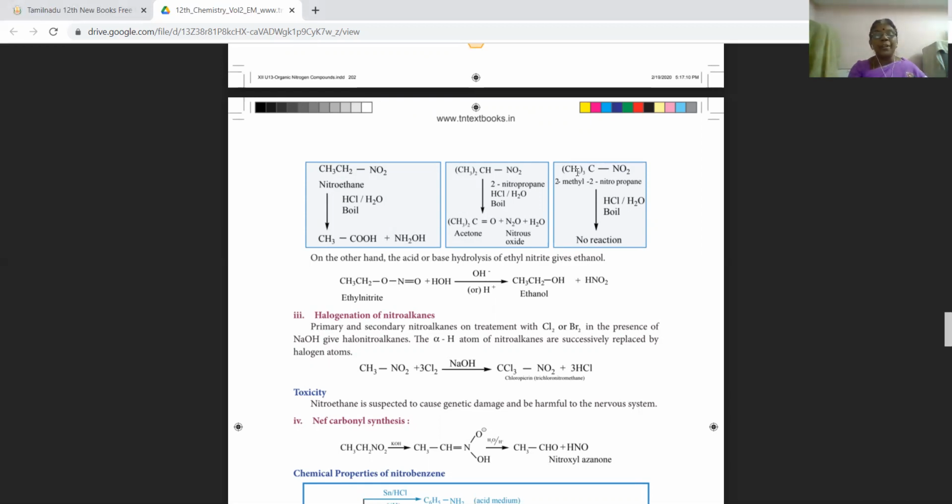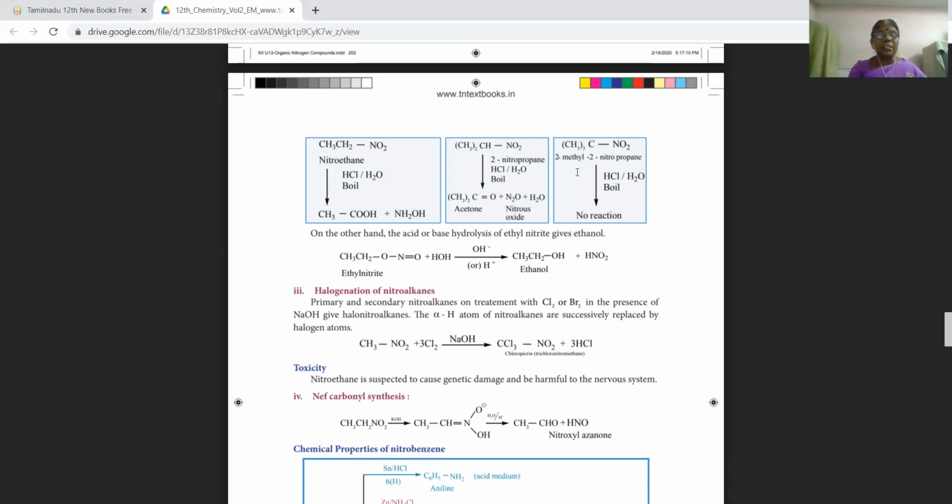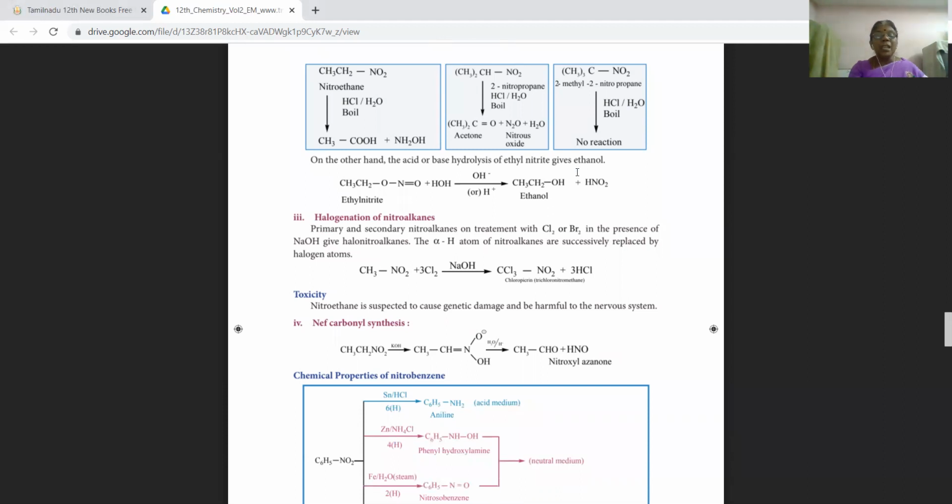CH3NO2 plus chlorine, you will get CCl3NO2, that is trichloronitromethane, along with 3HCl. Next is toxicity. Nitroethane is suspected to cause genetic damage and it is very harmful to the nervous system. Nef carbonyl synthesis, that is CH3CH2NO2. If it is treated with KOH, you will get CH3CH=NOOH, and on hydrolysis you will get CH3CHO plus HNO. That is called nitroxyl.